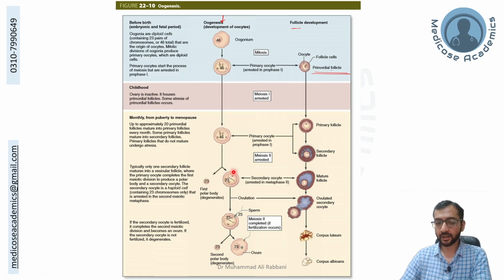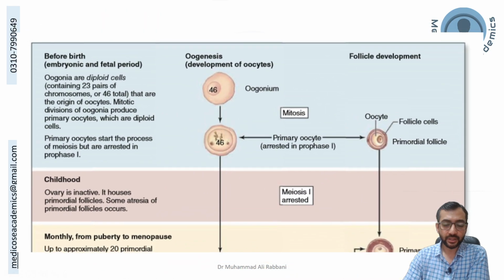You have a polar body and a secondary oocyte stuck in metaphase 2 of meiosis 2. This occurs 2-3 hours before ovulation. This is ovulated, and it remains in metaphase 2 until the sperm comes and fuses with it, and then meiosis 2 is completed, and thus cleavage and the next cycle start. And after the ovulation, the follicle becomes corpus luteum and corpus albicans. So this is about oogenesis.